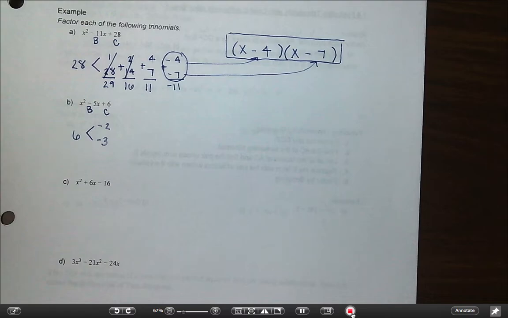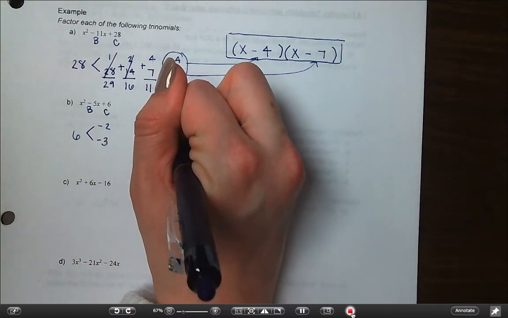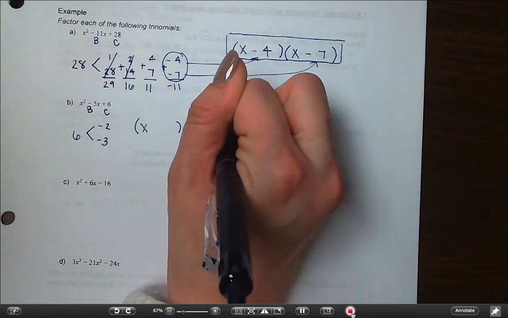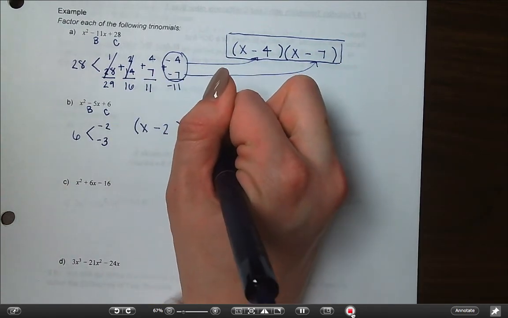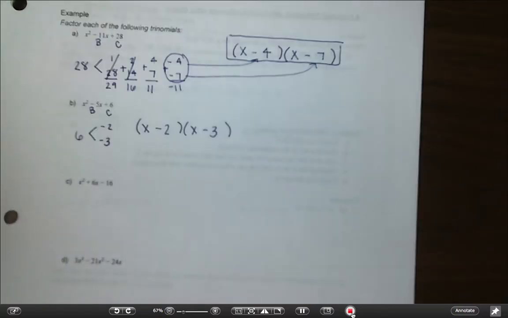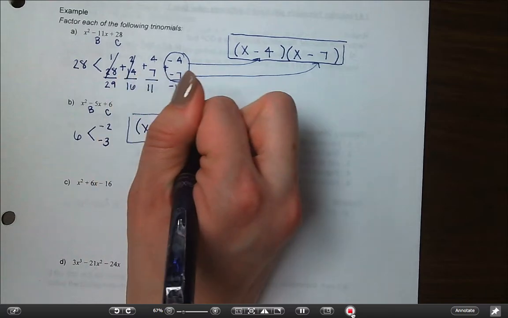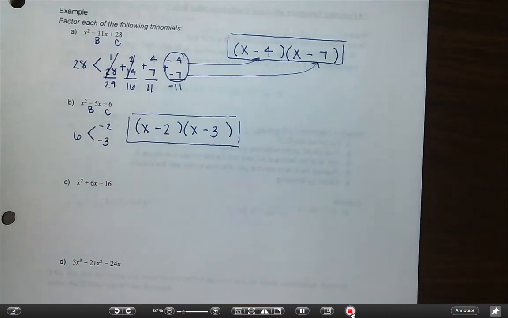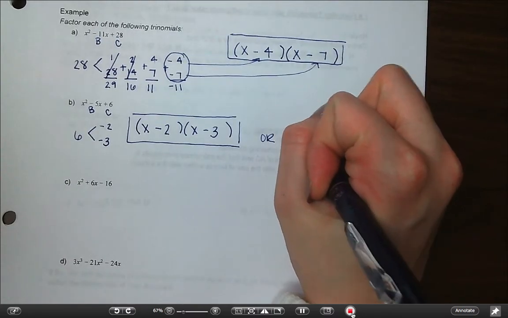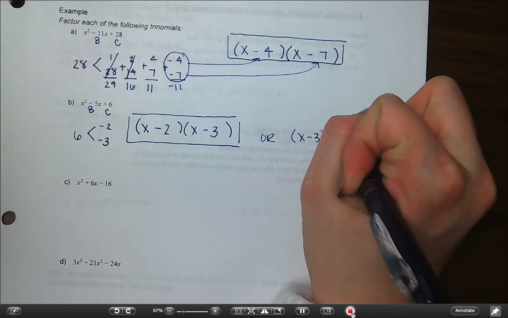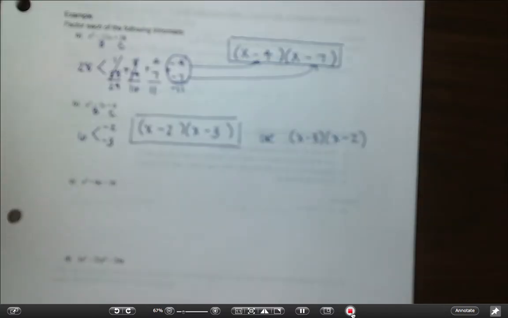And then write your factored form. Your variable always goes in front, and then fill in your factors. So we have negative 2 and negative 3. Okay. So this is your solution. And also, because of our commutative property of multiplication, we can switch the order. So if you were to write this x minus 3 times x minus 2, that would still be correct. It doesn't matter which order you put them.